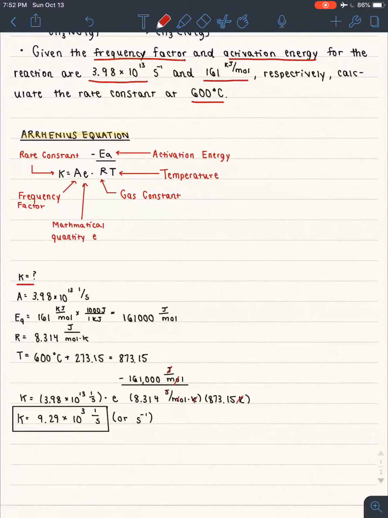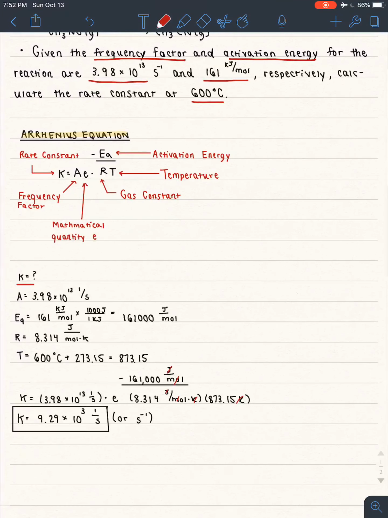Breaking down this equation, we can see that K, we put a question mark, that's what we're trying to find. Frequency factor A is 3.98 times 10 to the 13th seconds to the power of -1. Energy of activation is 161 kilojoules per mole. Except wait, there's a little bit of a trick in here.